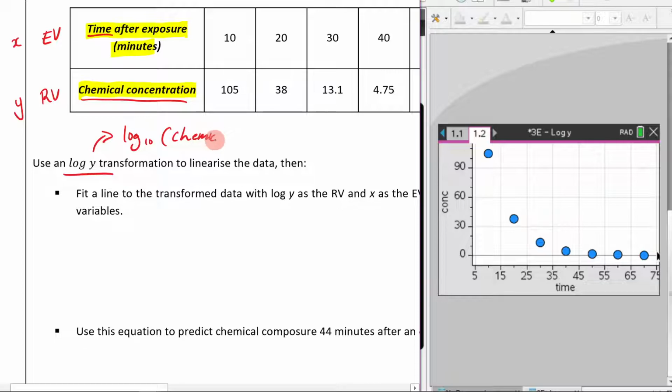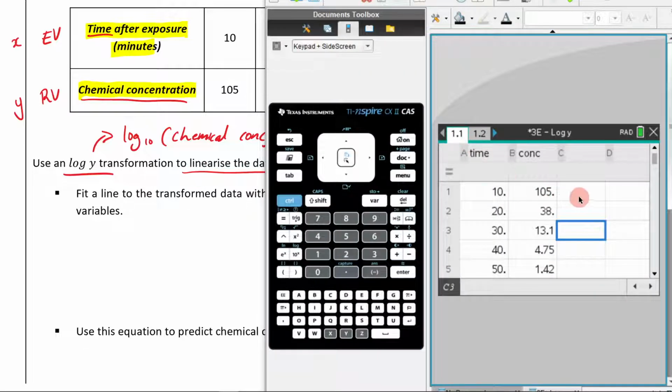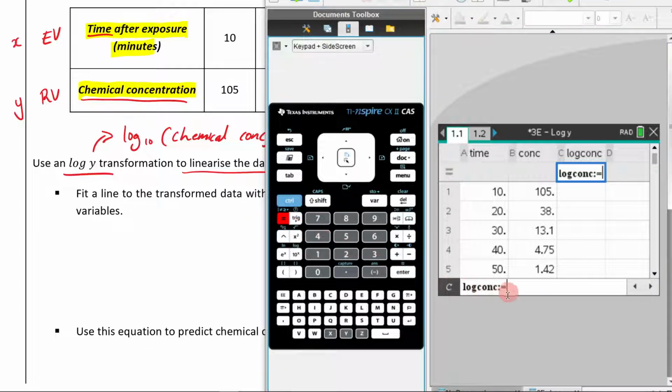So chemical concentration. I might just go chem-conc. All right, so let's now give this a go. Use the log Y transformation to linearize your data. So what we're going to have to do is come back to our CAS, come to our new column here. I'm going to call this log the concentration. Then I would come to the next cell. I would go equals. And as you can see, it's going to define it for me.